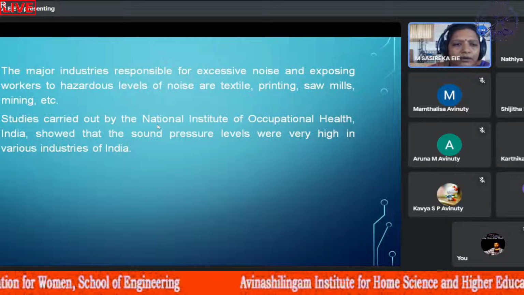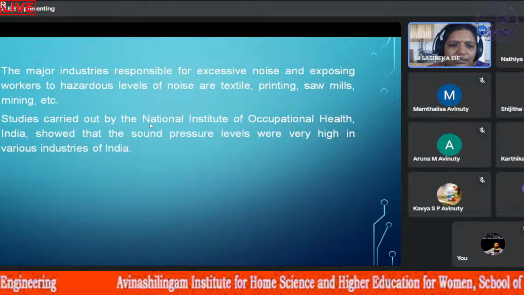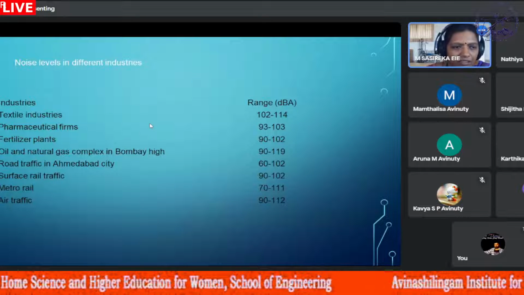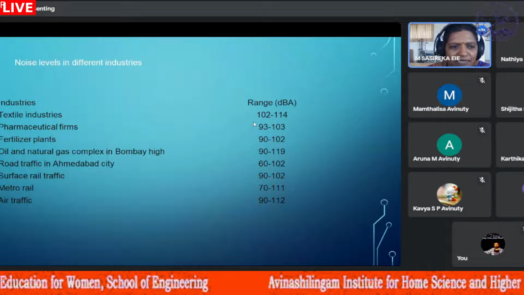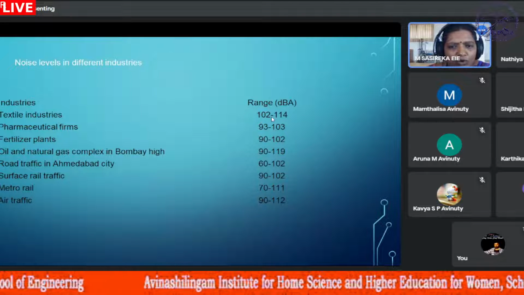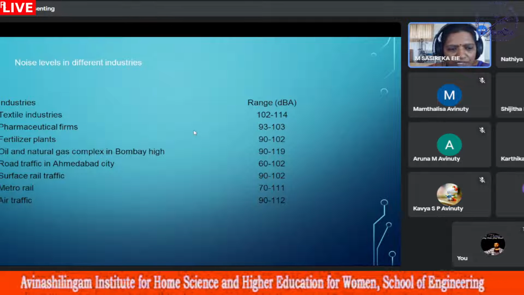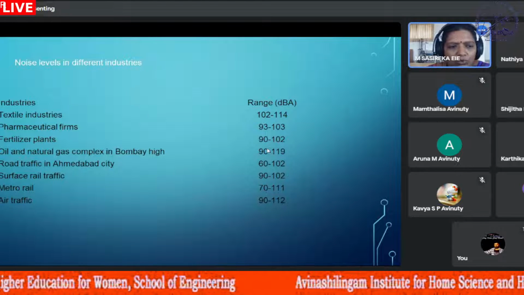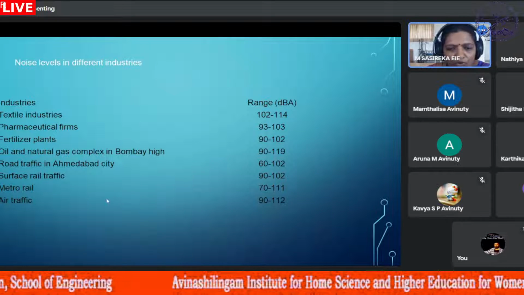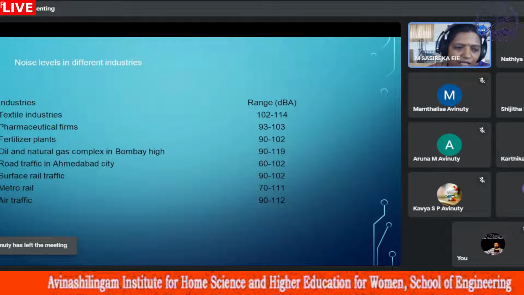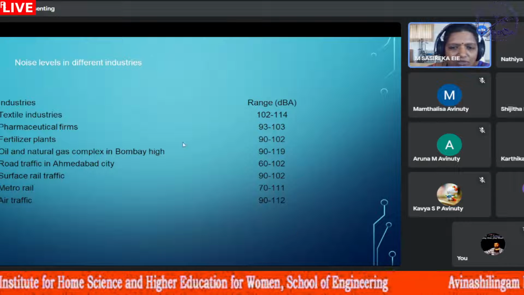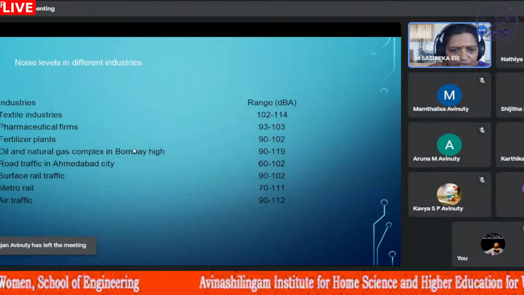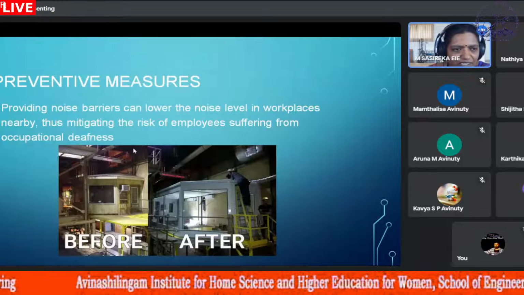By the study carried out by the National Institute of Occupational Health, they have shown that sound pressure levels are very high in most of the industries in India. So these are the decibel ranges. Textile industries have 102 to 114, and pharmaceutical firms have 93 to 103. Fertilizer plants produce 90 to 102. So like that, we have different noise levels. Metro rail is 70 to 111, and air traffic is 90 to 112. These are some of the studies carried out by the National Institute of Occupational Health.